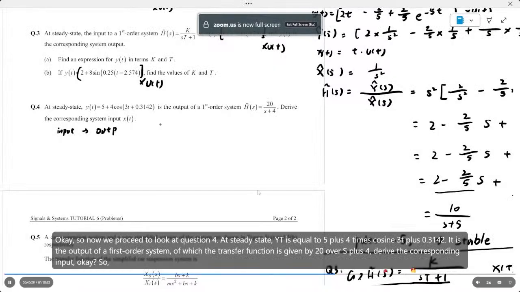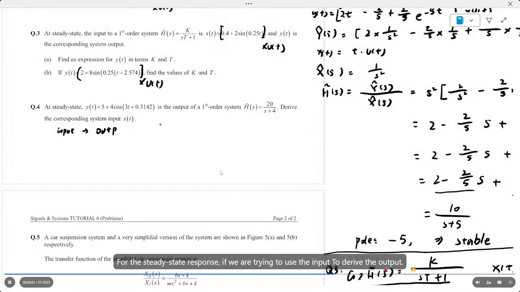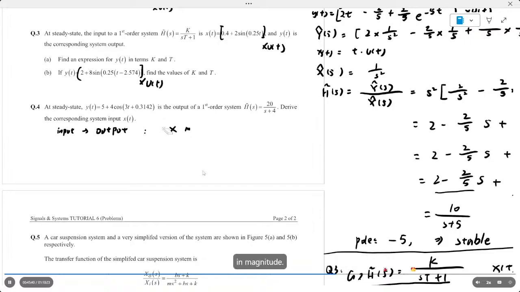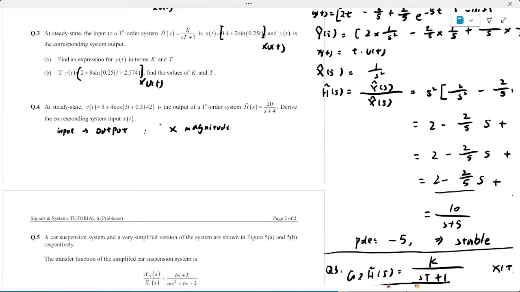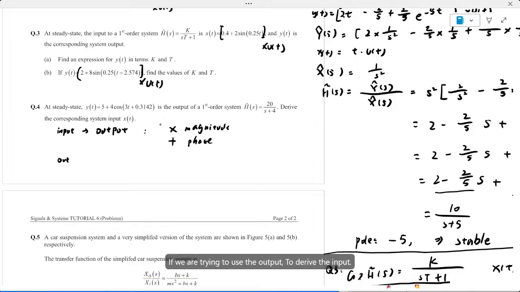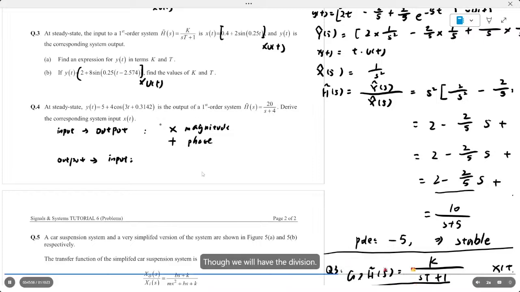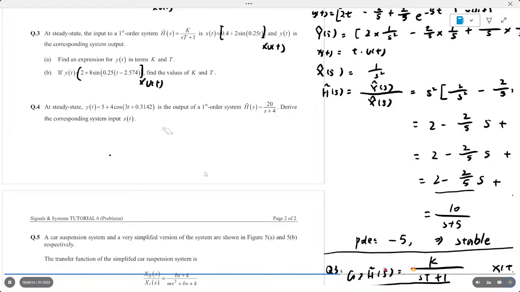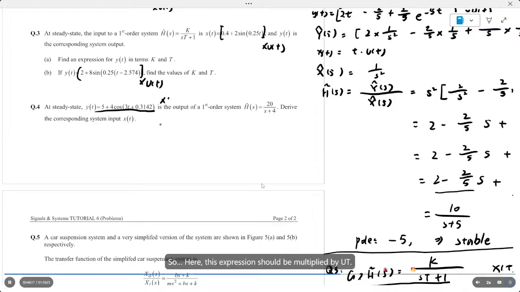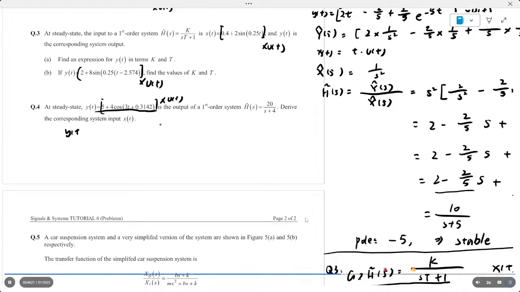Okay, so for the steady state response, if we are trying to use the input to derive the output, then we will have the multiplication in magnitude and addition in phase. If we are trying to use the output to derive the input, then we will have the division in magnitude. So here, this expression should be multiplied by u(t). Okay, so we write the expression of y(t).